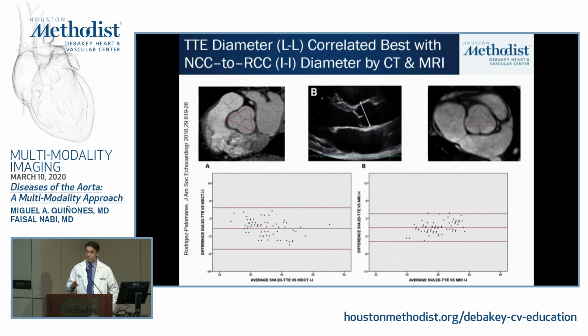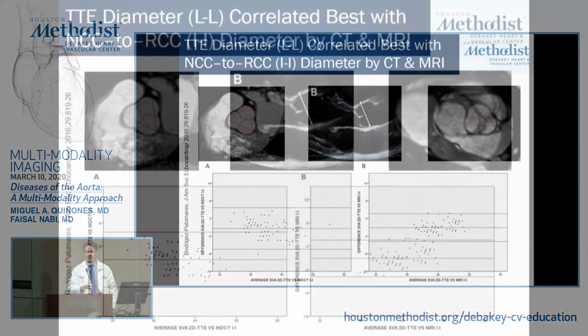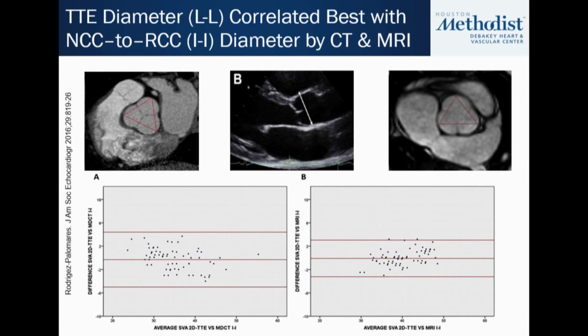So I'm not going to solve this today, but what I will do is I'll tell you what we know, and then I'll tell you what I think maybe we should consider as an institution. So what we do know is that studies have nicely shown that if you compare transthoracic leading edge to leading edge diameters, and here specifically looking at the non-coronary to the right coronary, which is a very common measurement that's done, that measurement best correlates with the inner edge to inner edge, or the luminal interface to the luminal interface, whatever you want to call it, diameter by CT and MRI.